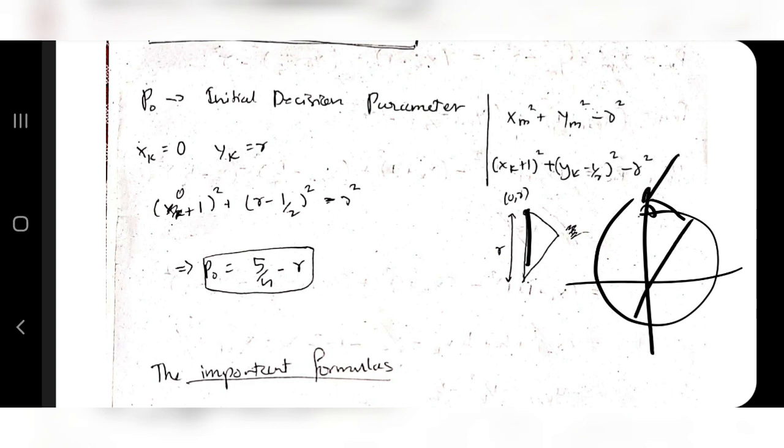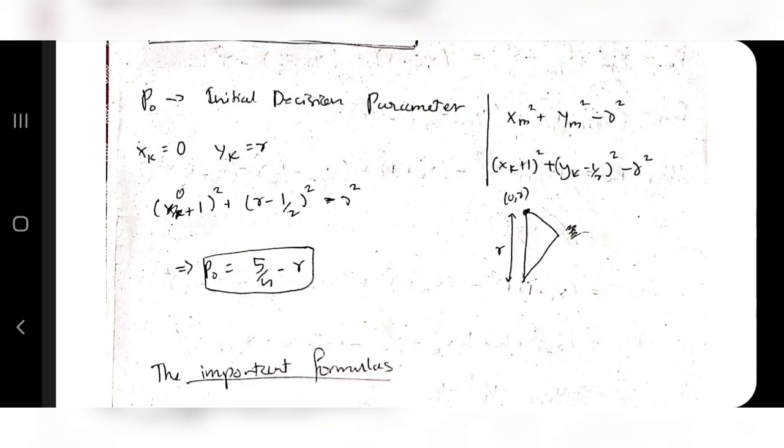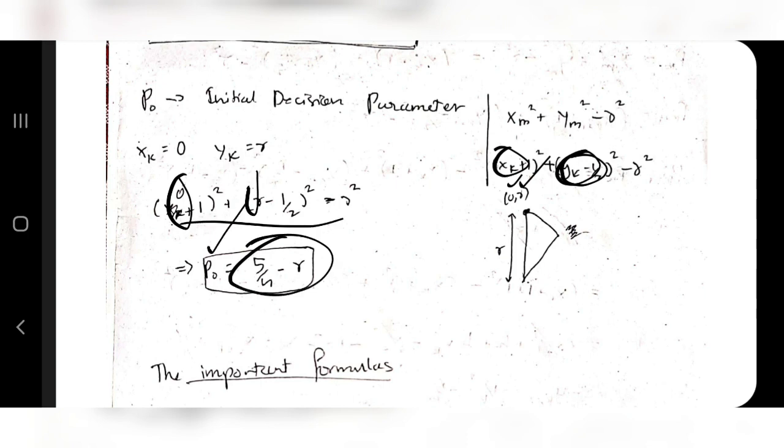So what is this value? This value is nothing but 0, r. Substitute the value of x as xk plus 1 and y as yk minus 1 by 2. Then write it as 0 plus 1 and yk as r. Okay, so if you write here 0 instead of xk and r instead of yk, you will get this equation. Simplify, you will get the value of p naught.